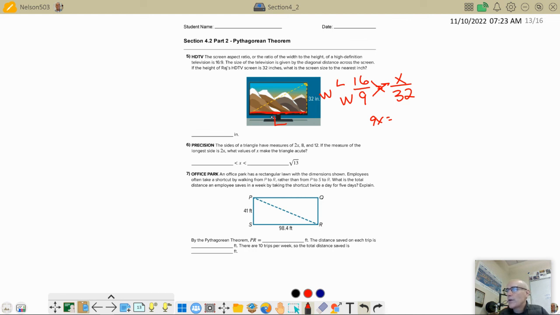Once you get that, then you're going to do Pythagorean theorem with the L. So you're going to have L squared plus 32 squared equals C squared. You're going to have that C side right here, okay?